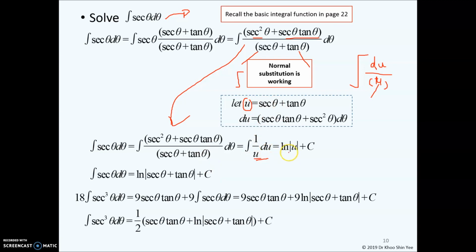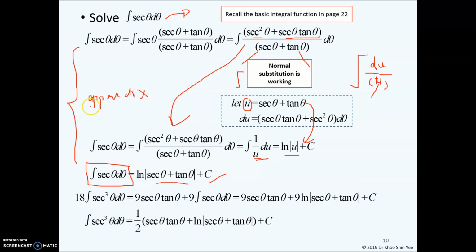So we can substitute this thing. We let the substitution u equal to secant plus tangent, we have this, and then we integrate, you get ln u plus a constant, where your u you can back substitute, you get back the secant angle plus tangent angle. So this is your result for integrating secant. You don't need to do the derivation as you have the appendix. It gives you the direct answer, right? But if you understand, you don't need to memorize the formula. You can directly use the integration to solve it.